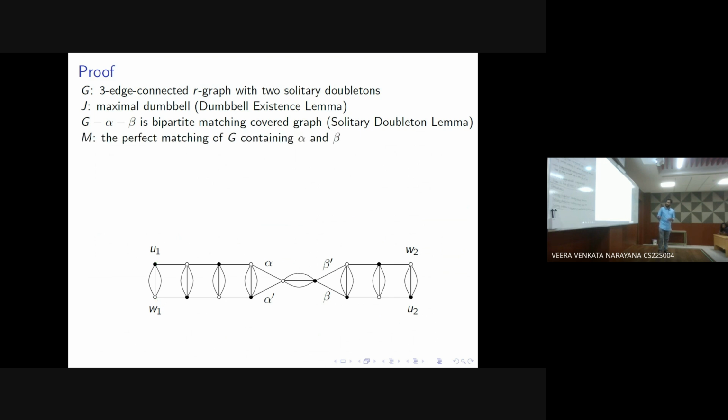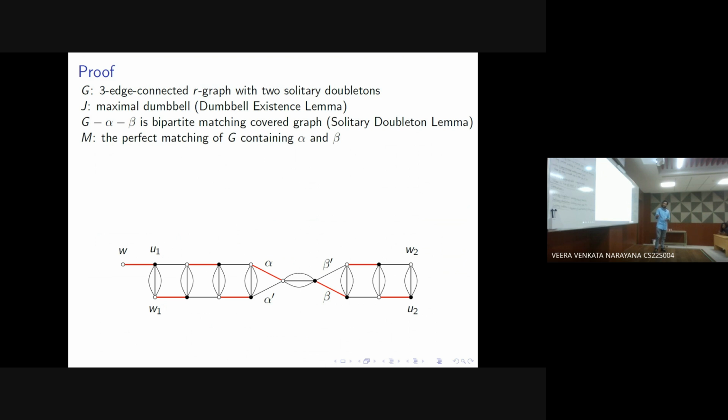What if there is no edge between U1 and W2 and between W1 and U2? Okay, let M denote the perfect matching containing alpha and beta. Let's take the restriction of M here. This is unique. We know the perfect matching containing alpha and beta is unique because alpha is solitary. Okay, and the M edge incident at U1 should go outside.